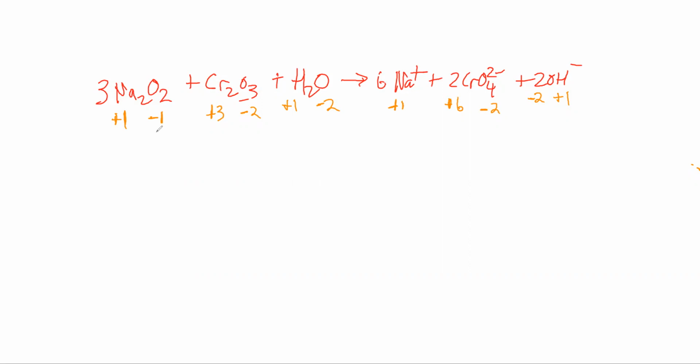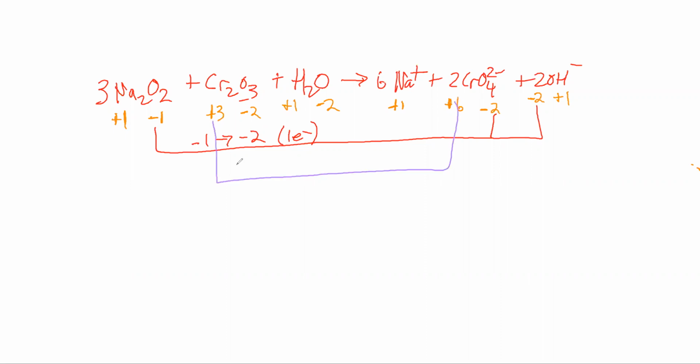Now when we look through, we want to identify our reducer. So we have changes in our oxygen, -1 to -2, so it's reducing by 1 electron. And we have our chromium, +3 to +6, right? So it's losing 3 electrons. If we wanted to go through and identify, our reducing agent is going to be our Cr2O3, because it's the one oxidizing, allowing the oxygen in the Na2O2 to reduce. The Na2O2 is going to be our oxidizing agent.